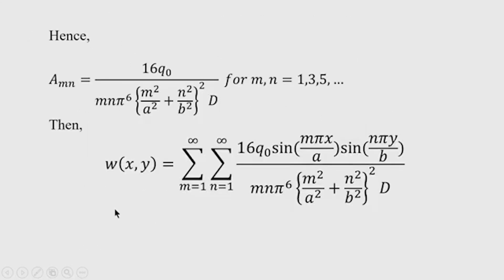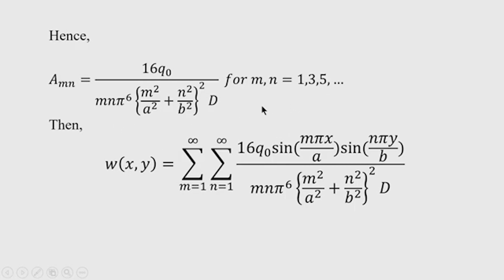So, once the q m n is known, you can get a m n. So, a m n after simplification is 16 q naught divided by m n pi to the power 6 into m square by a square plus n square by b square whole square into D, for m and n varying from 1, 3, 5 up to infinity. Okay. One interesting thing you can see here, that deflection function is evaluated for uniformly distributed load covering the entire plate only for odd harmonics.